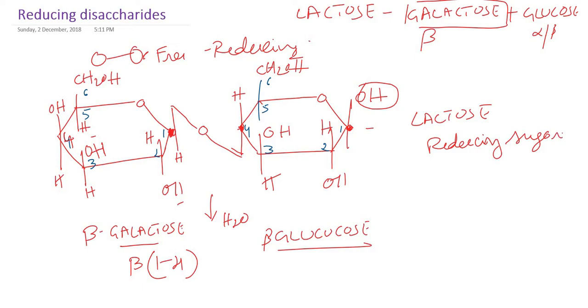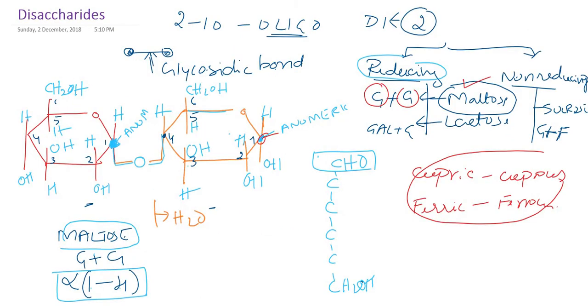Maltose is also a reducing sugar. So you can see in maltose this carbon atom is free. Only this carbon atom, the first carbon atom of one glucose, is utilized in the formation of the glycosidic bond, whereas this carbon atom is free. Free aldehyde or ketone group in a disaccharide, then it will become a reducing sugar.